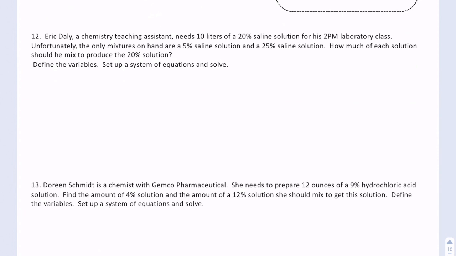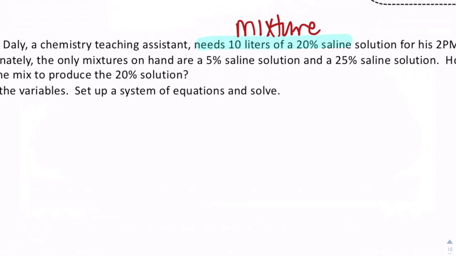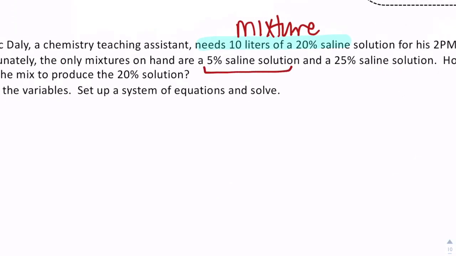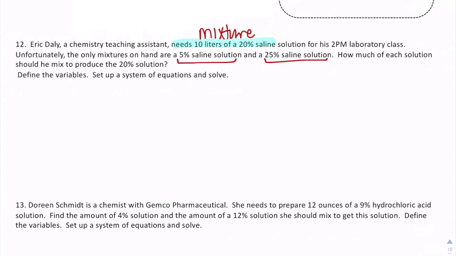So let's look at number 12. Eric Daly, a chemistry teaching assistant, needs 10 liters of a 20% saline solution. So this is the mixture he's looking for, okay, for his 2 p.m. lab class. Unfortunately, right now he only has a 5% and a 25% solution. How much of each should he mix to produce the 20% solution?